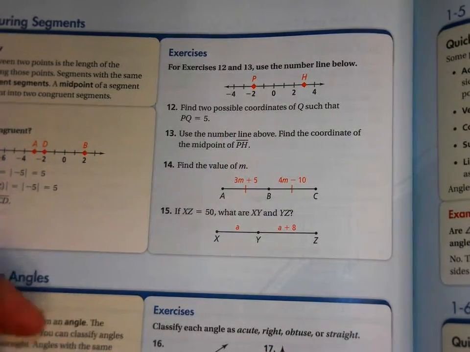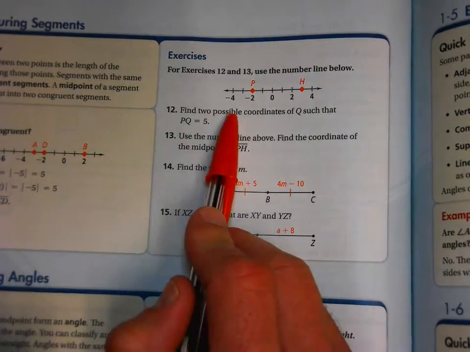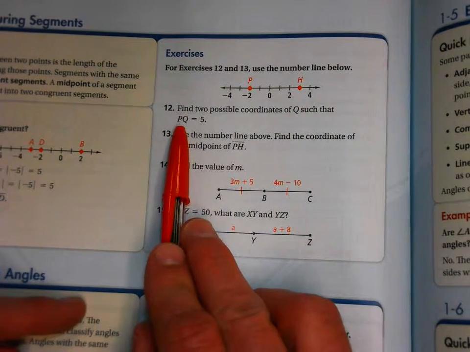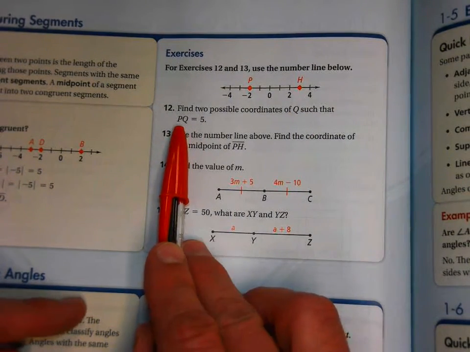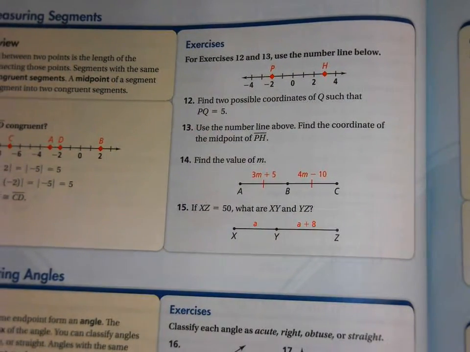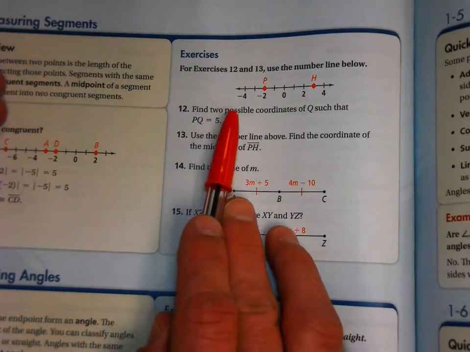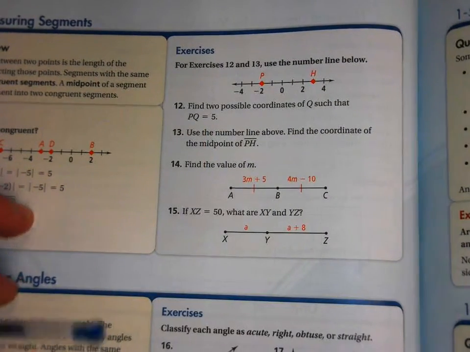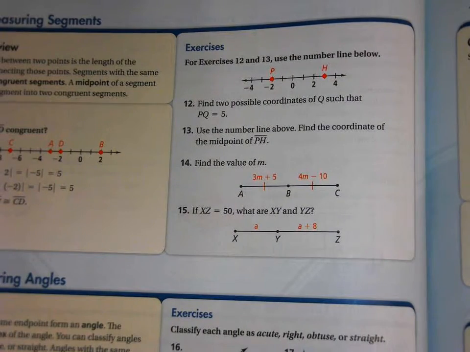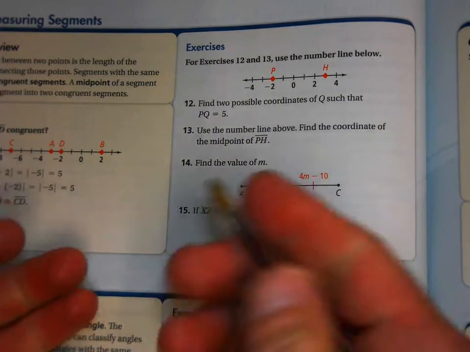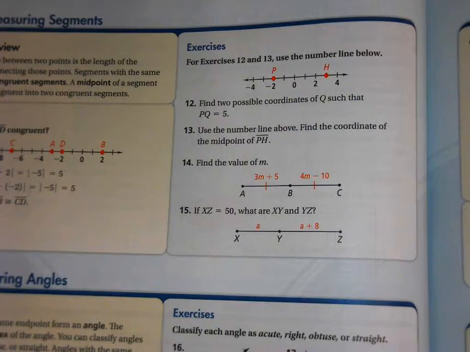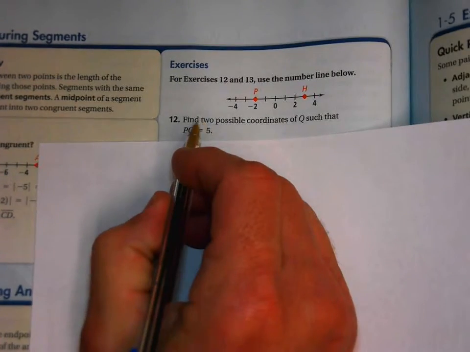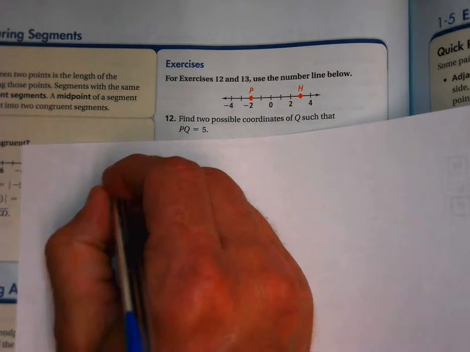So number 12 says, find two possible coordinates of Q such that, how do we read this? Such that the measure of PQ is equal to 5. So we get to find two possible coordinates of Q such that the measure of PQ is 5. And this is so tricky because you're thinking, well, where is Q? Look at the number line. There is no Q. Well, we have to invent Q, right? So Q has to be invented. That's the whole goal. We're finding two possible Qs.